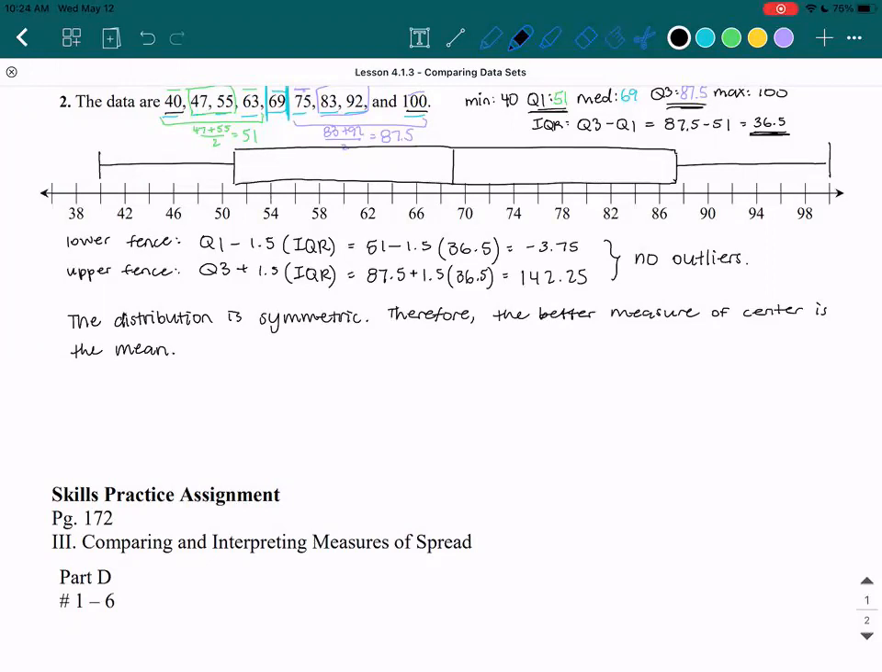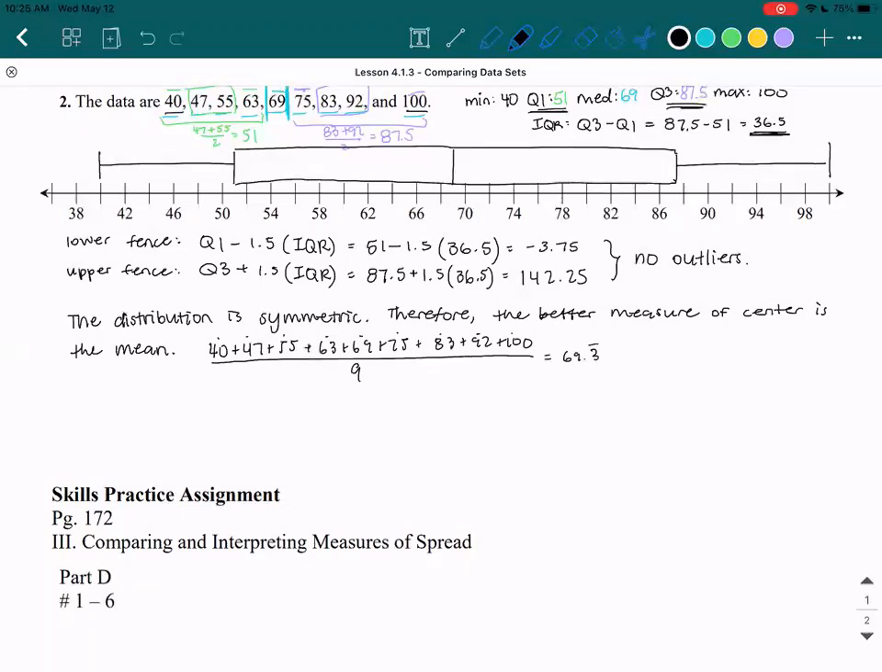So we have the number 40 plus 47 plus 55 plus 63 plus 69 plus 75 plus 83 plus 92 plus 100, all divided by how many numbers are there? Let me count them. We have 1, 2, 3, 4, 5, 6, 7, 8, 9 numbers. Let me calculate this and then I'll get back to you. All right, and so once you calculate this, you get that the mean is 69.3 repeating.